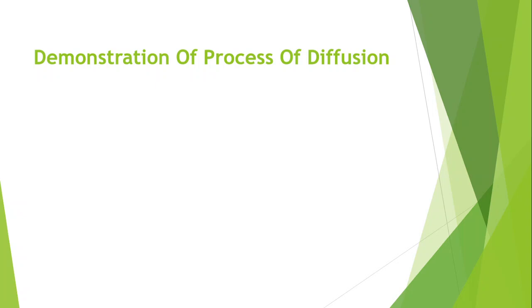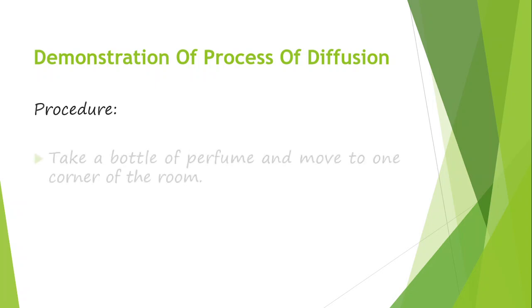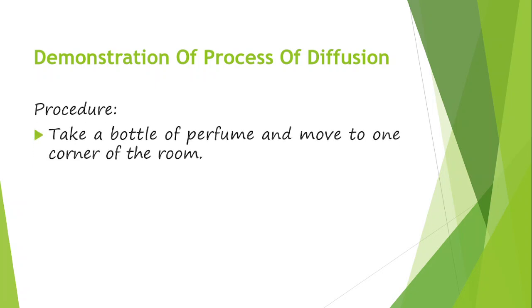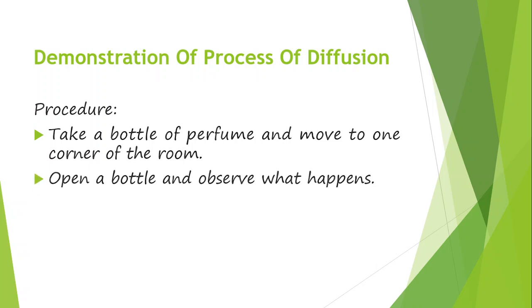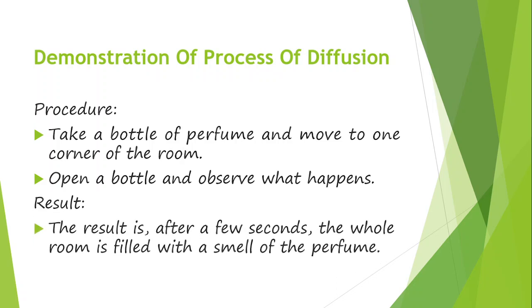So in here, we're going to see the experiment on how you can see diffusion taking place. So let's see the various procedures. Here are the procedures. This is a simple procedure on how you can see the diffusion taking place. Just take a bottle of perfume and move to one corner of the room. Now after that, just open the bottle and observe what happens. The result is that after a few seconds, the whole room is filled with the smell of that perfume.